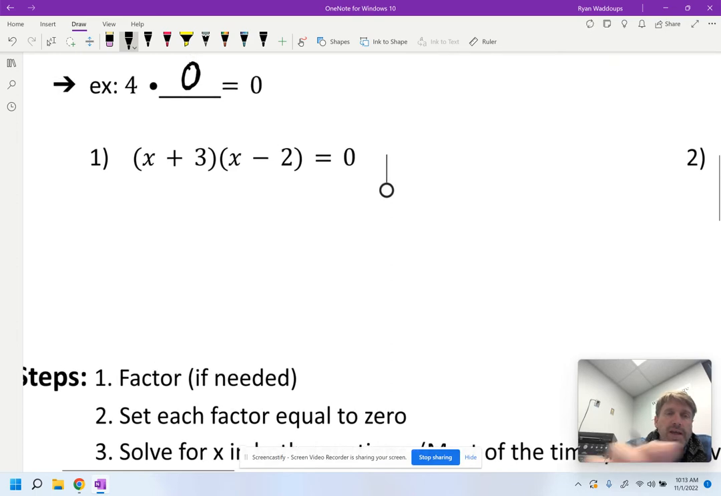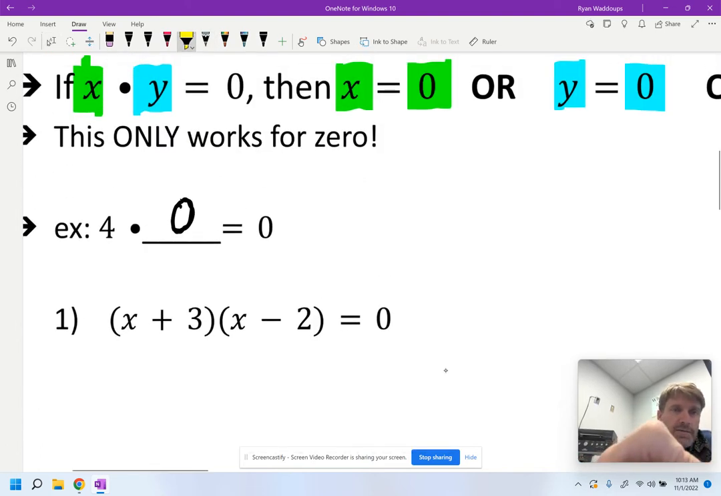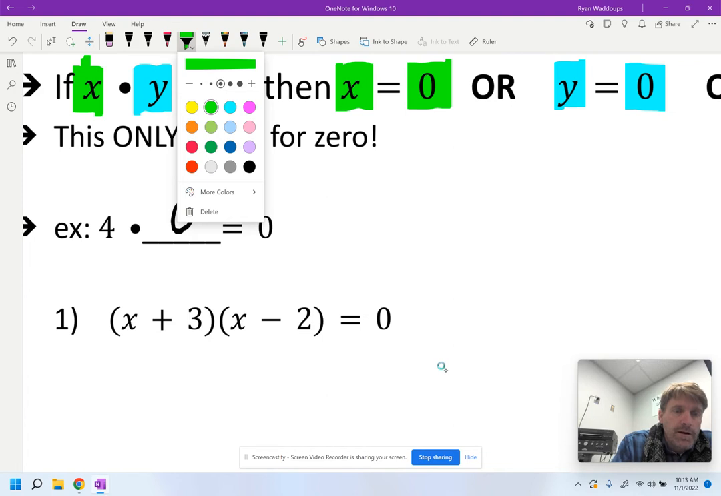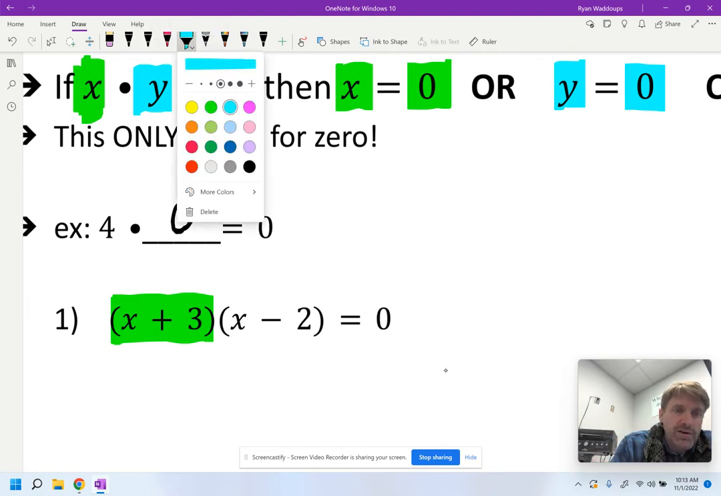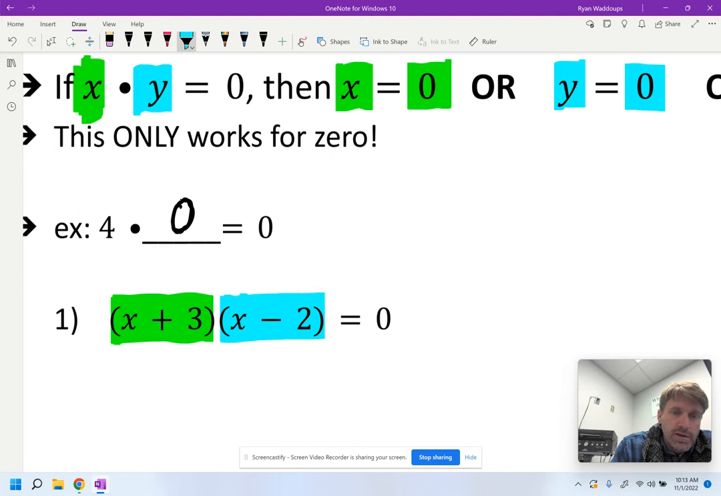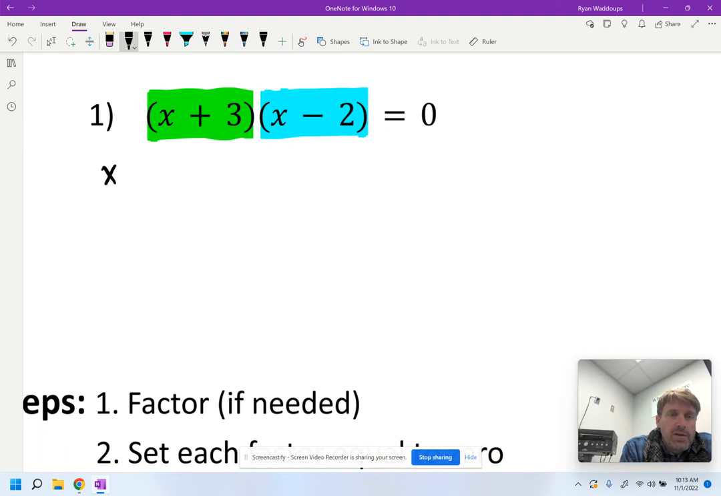All right, if we've got x plus 3 times x minus 2 equals 0, then our x plus 3 is like our first factor, and our x minus 2, that's our other factor. And so we know that either x plus 3 equals 0 or x minus 2 equals 0. So we have an equation there we can solve for each of these.